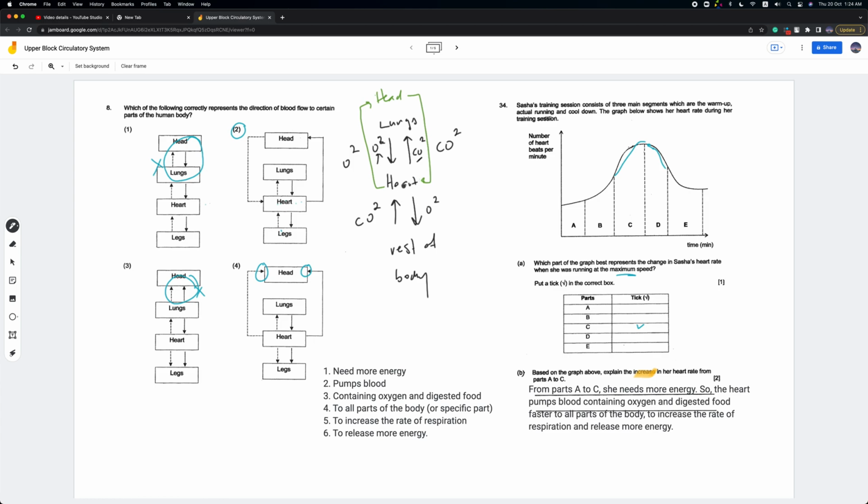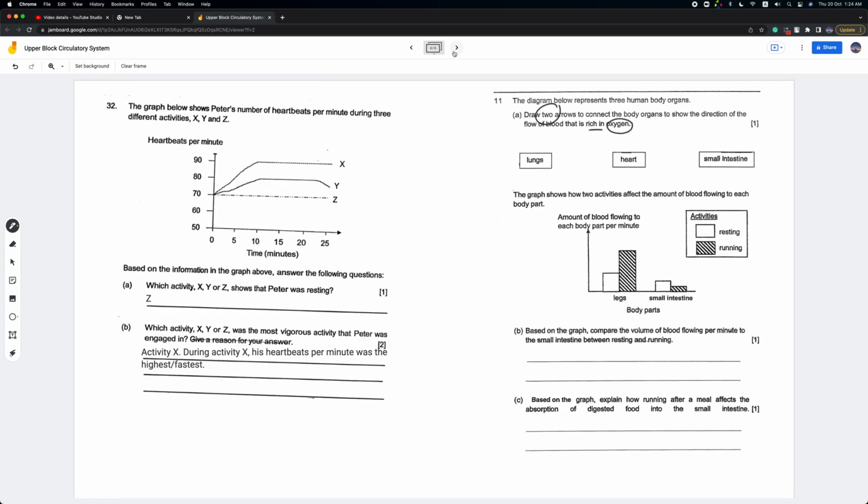And for the rest, remember, as long as it has not passed any body part, whether it's the body or the head, it should be rich in oxygen. But once it leaves the body parts, it is rich in carbon dioxide. Okay, so back to this question here. We want only rich in oxygen, so it must be from the lungs to the heart, and from the heart to the small intestine.